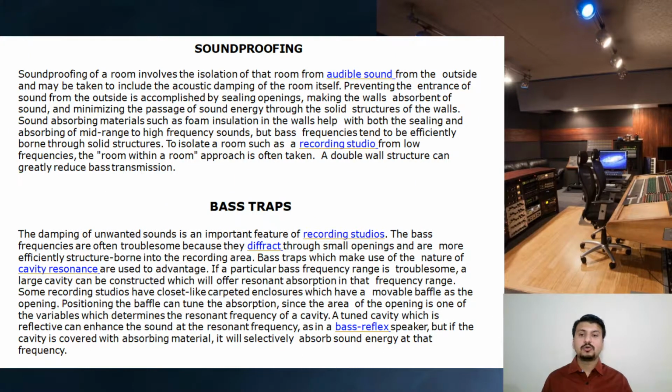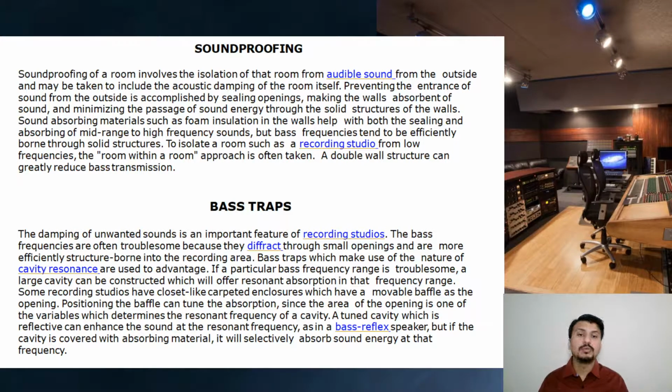Soundproofing. Now what is soundproofing? Soundproofing of a room involves the isolation of that room from audible sound from the outside, and may be taken to include the acoustic damping of the room itself. Preventing the entrance of sound from outside is accomplished by sealing openings, making the walls absorbent of sound, and minimizing the passage of sound energy through the solid structure of the wall. Sound absorbing material such as foam insulation in the wall helps with both the sealing and the absorbing of mid-range to high frequency sound, but bass frequencies tend to travel efficiently through solid structure.